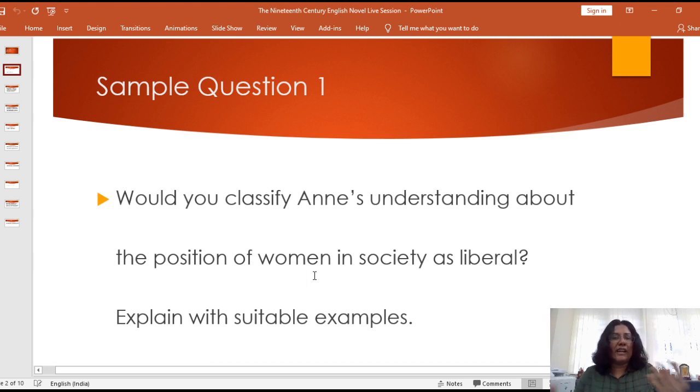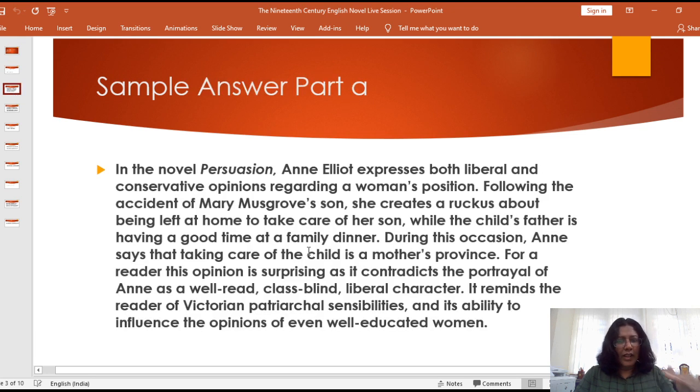There can be several right answers depending on the way you justify your perspectives by bringing in evidence from the text, from the society in which that text was produced. So let's go back to that question further, and you can see how she has given examples to prove her point.